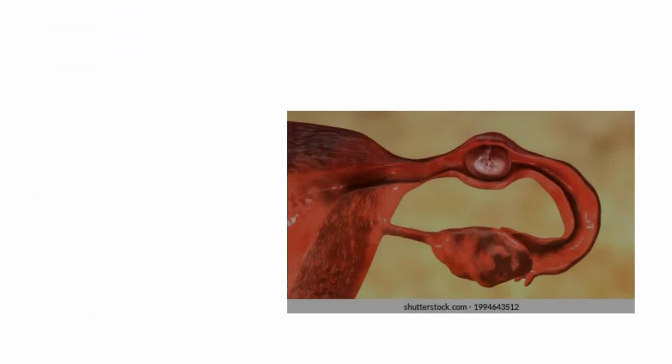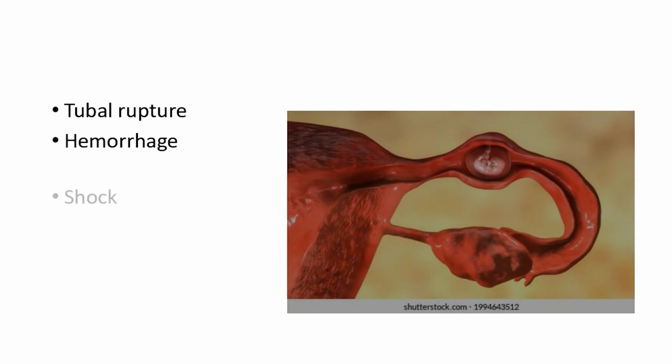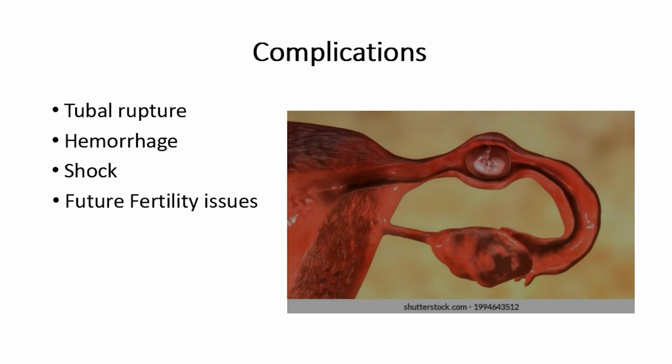Complications of ectopic pregnancy. If not managed properly, ectopic pregnancy can lead to serious complications such as tubal rupture, massive hemorrhage, and hypovolemic shock. Long-term consequences may include impaired fertility and increased risk of recurrent ectopic pregnancy. These complications highlight the importance of early diagnosis and timely intervention.